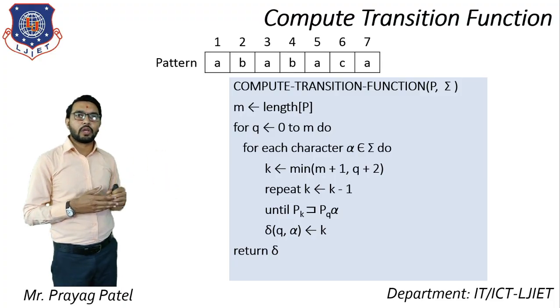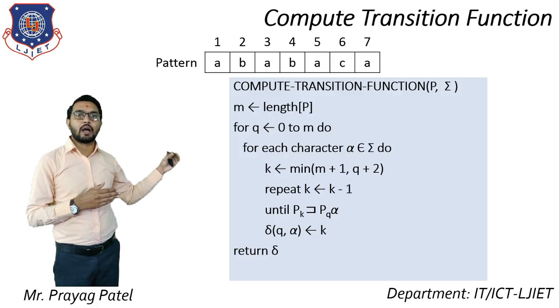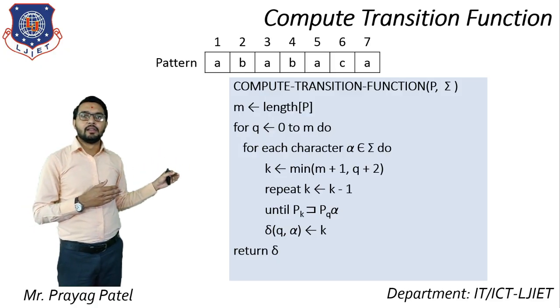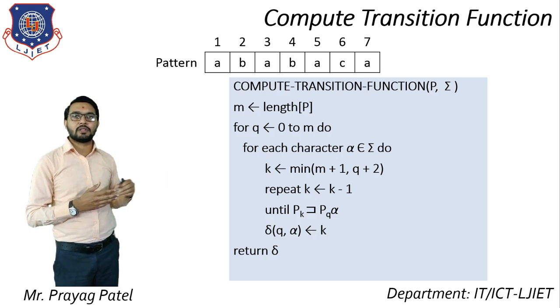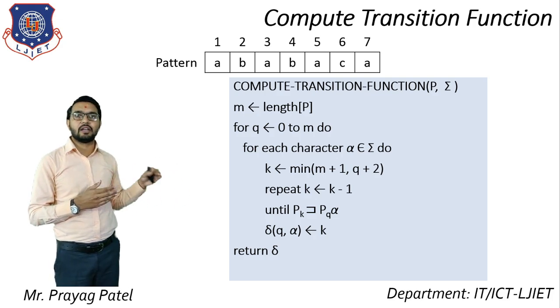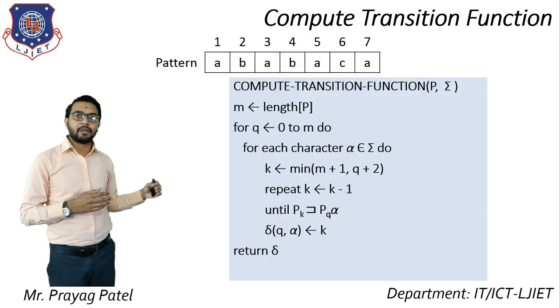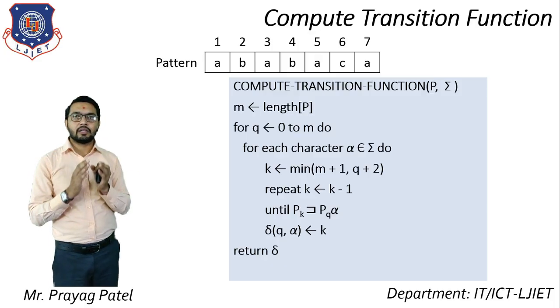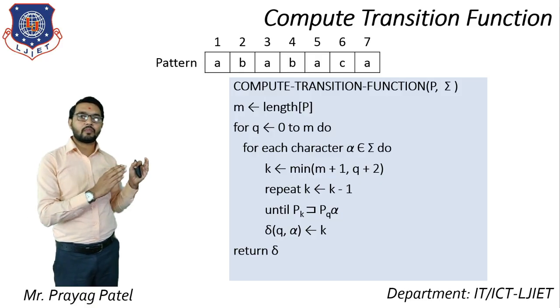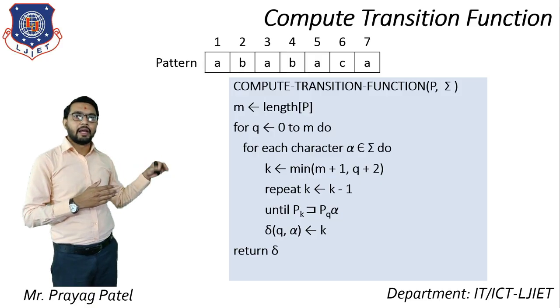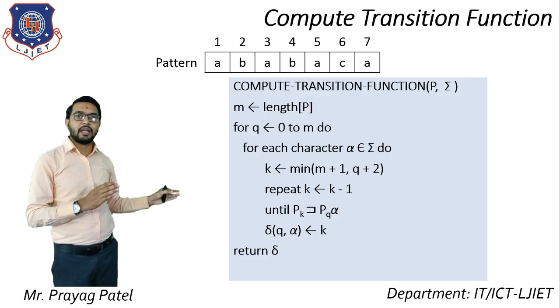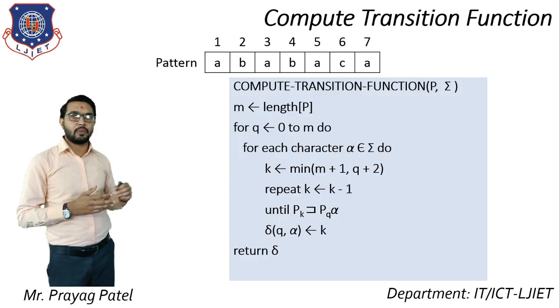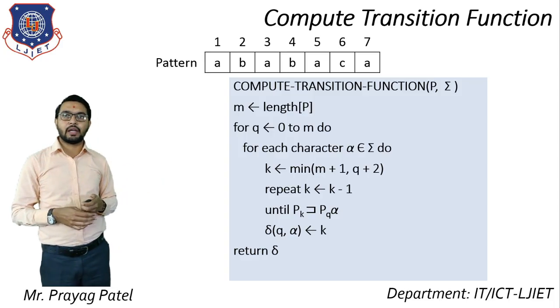Now repeat k equal to k minus 1 until P of k is a suffix of P q alpha. So here, compare the suffix function and decrement k until this condition is satisfied. After that, consider delta q alpha equal to k, meaning q is the state, alpha is an input or output symbol, and k is the answer of delta q alpha. Then finally return the delta function, which means you can find the finite automata using this algorithm.